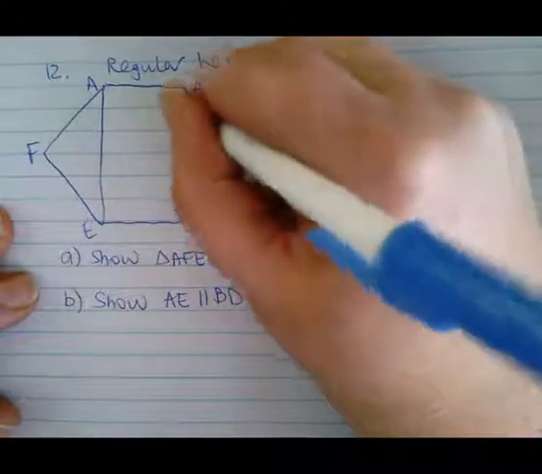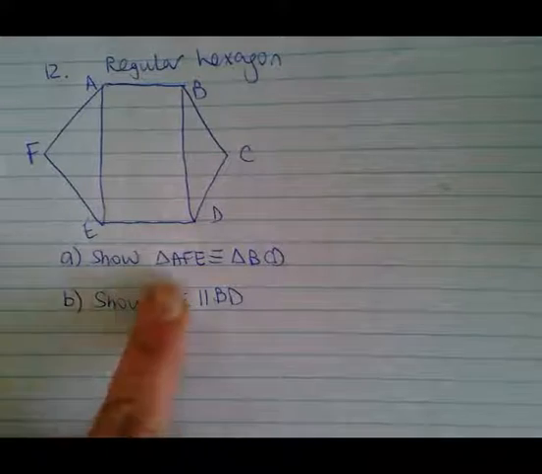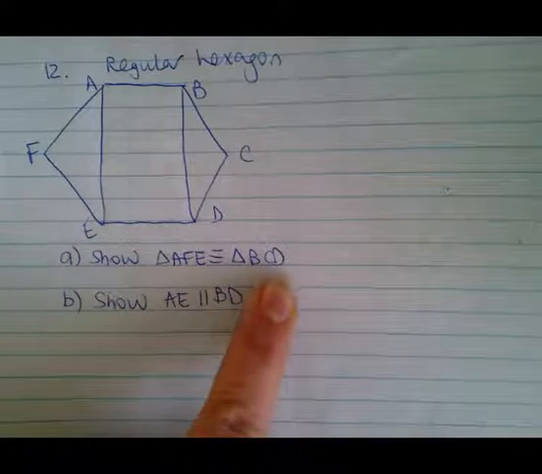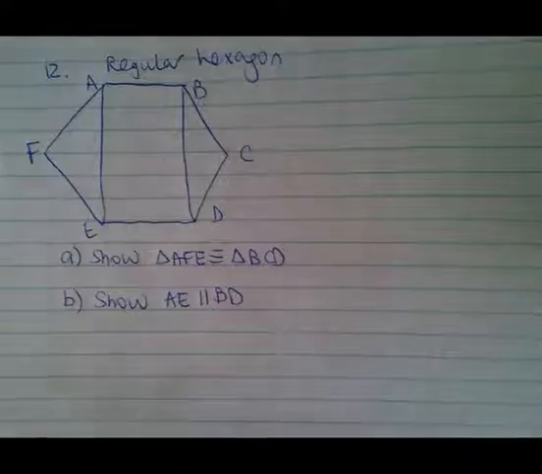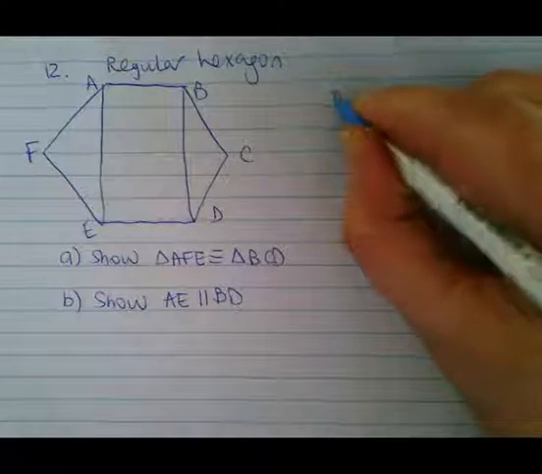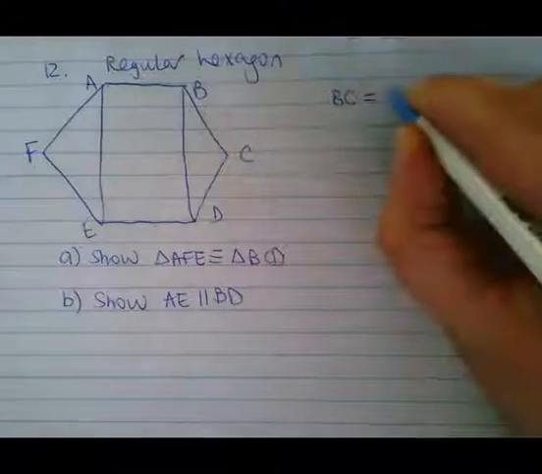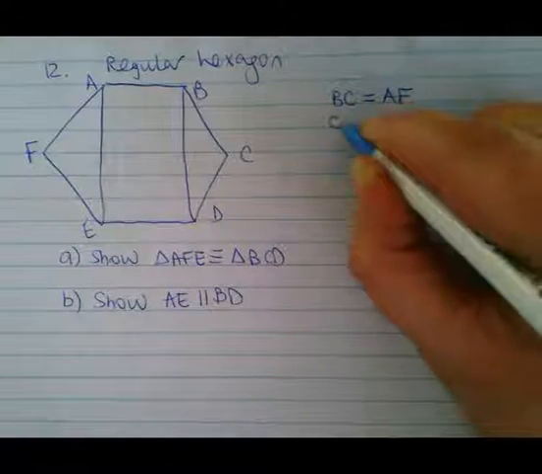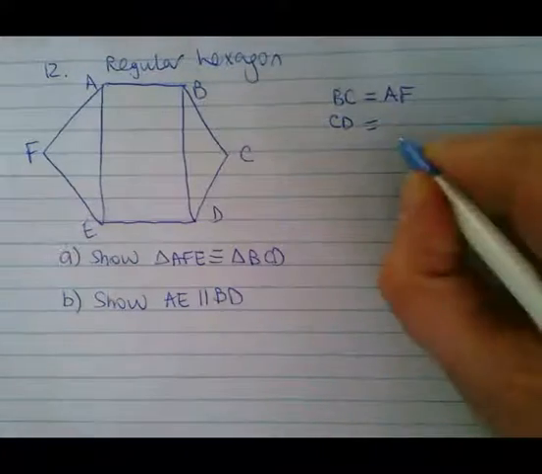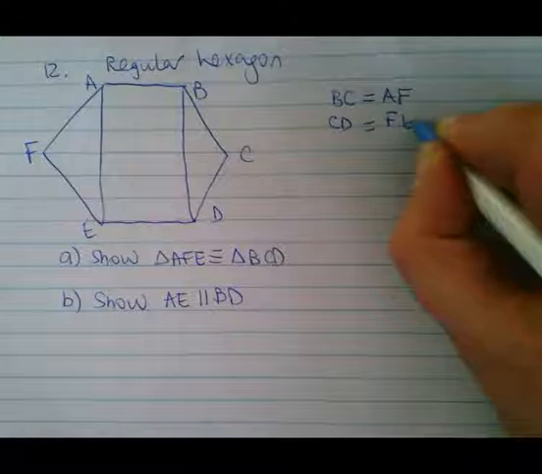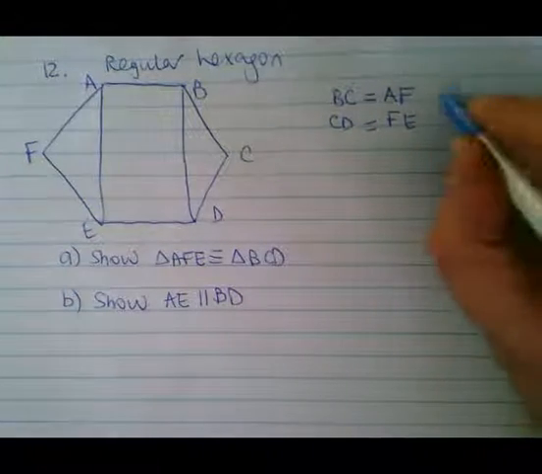ABCDEF is a regular hexagon. Show that triangle AFE is congruent to triangle BCD. So BC equals AF and CD equals FE. Should have them the other way around. Why?